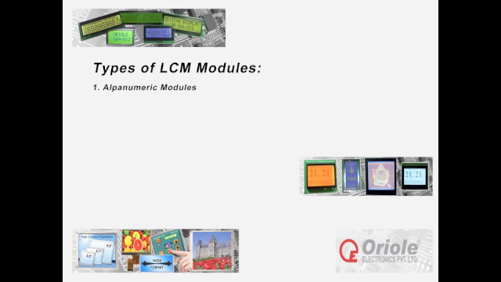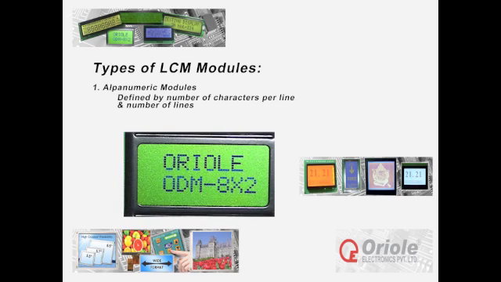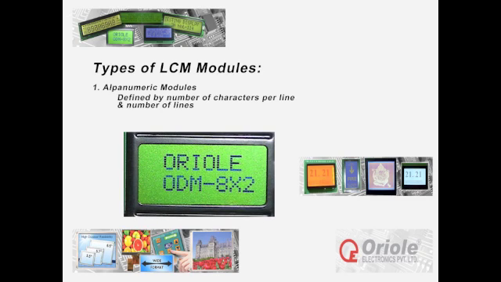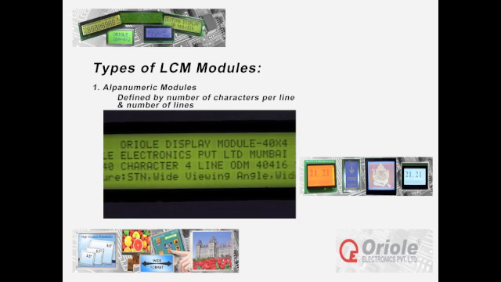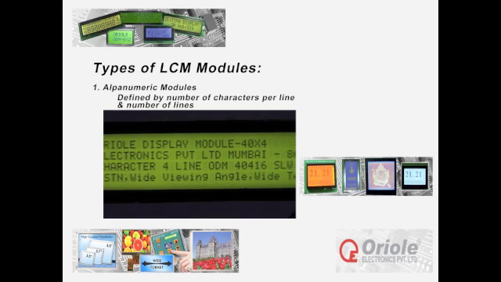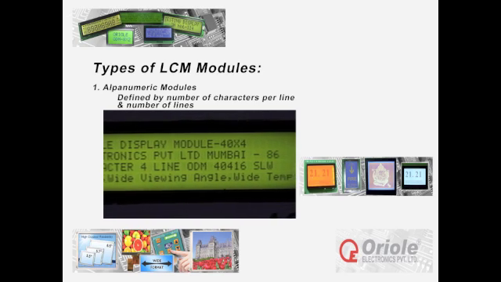Now we'll begin with the alphanumeric LCD. The alphanumeric LCD is basically defined by the number of characters per line and the number of lines. So as an example, the display on the screen which you can see is an 8 by 2 display. It has 8 characters per line and it has 2 lines. This display, for example, is a 40 by 4 display. So it has 40 characters per line and 4 lines.